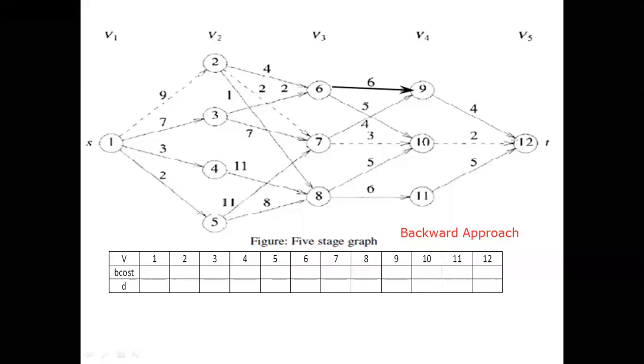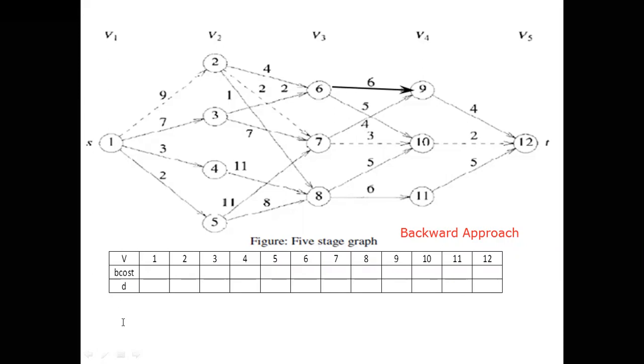We call it the sink. Here they have given another name, T also. Sink, destination, everything. That is the backward approach. That means we will start with the source and end with 12, starting with 1. The first vertex we have to solve is 1. Now I am going to solve the first vertex. The first vertex is 1 and the stage number is 1.